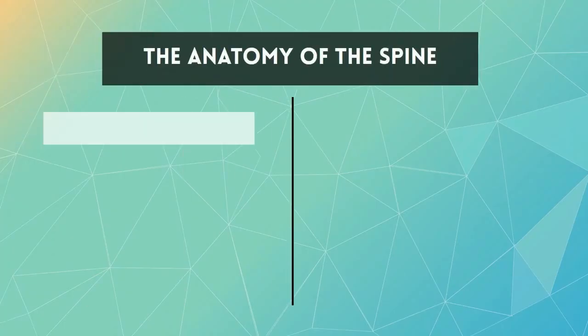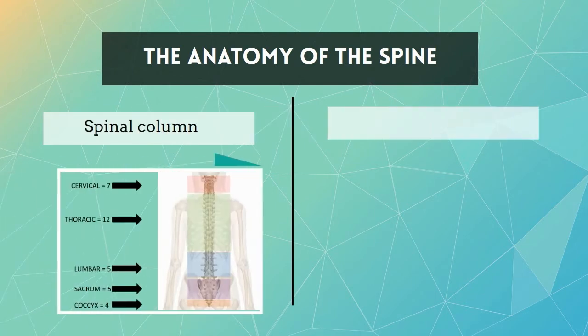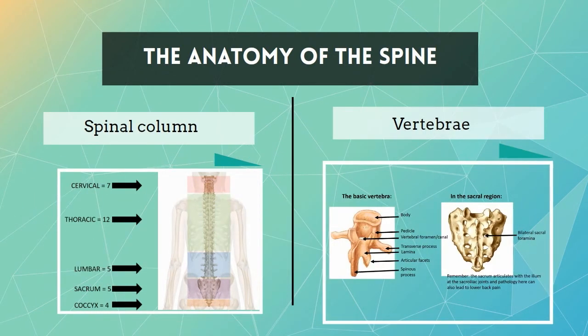In order to localize the origin of lower back pain, it is important to understand some anatomy. The spinal column consists of 33 vertebrae which are separated by discs. The most important job of the vertebral column is to protect the spinal cord. The intervertebral foramina allow the nerve roots to travel to where they need to be to work.